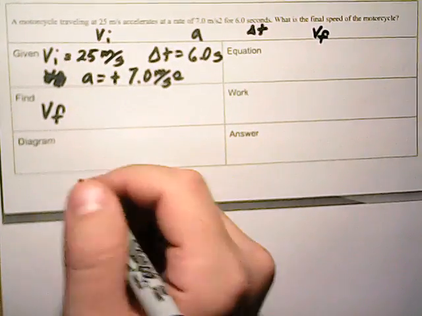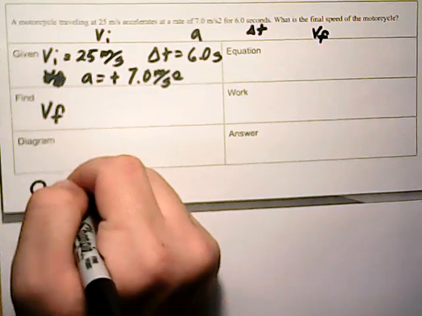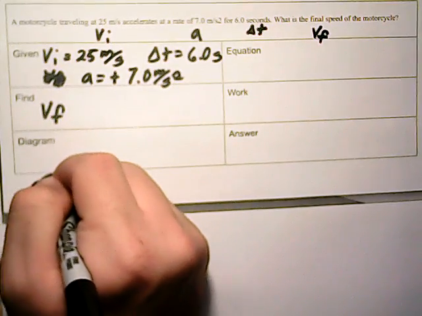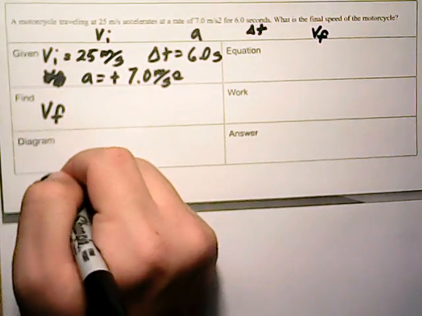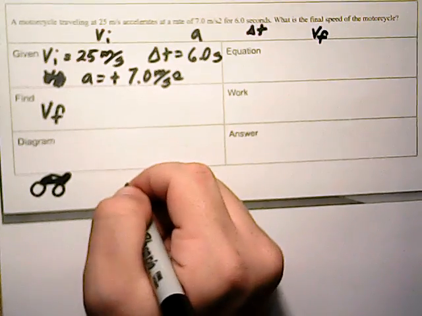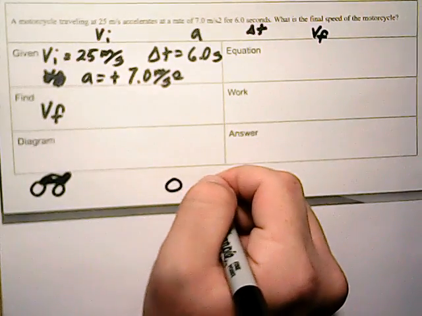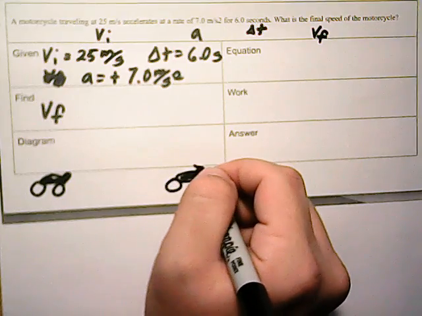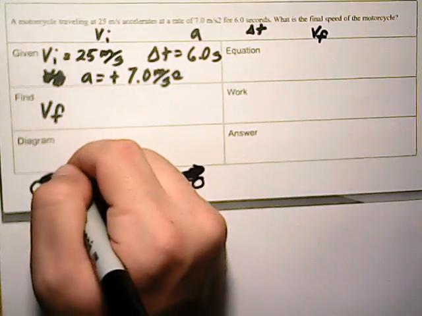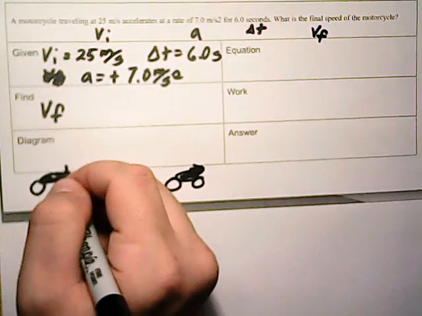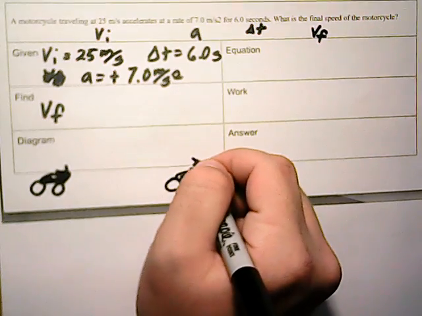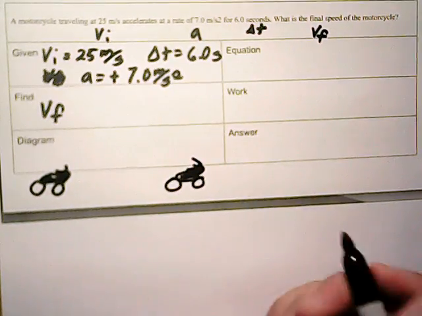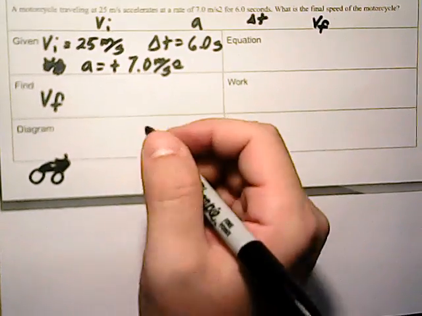Okay, for our diagram, we have our motorcycle. Good enough, right? There you go. Or actually, here we go. Look at that. Motorcycle. Sorry, hold on. There's the handlebars. That looks like a kind of, I don't know.